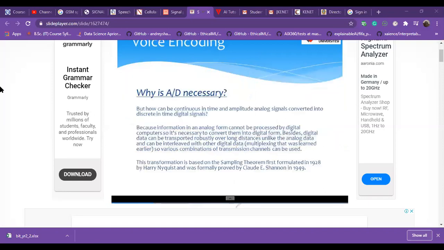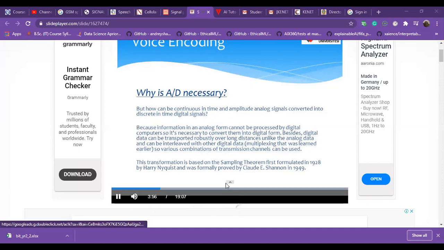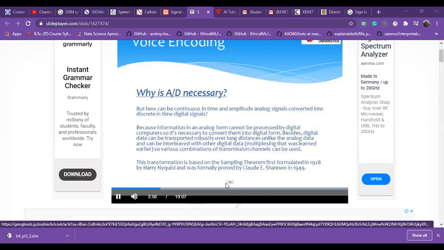Voice encoding. Why is AD necessary? How can we convert continuous in time and amplitude analog signals into discrete in time digital signals? Because information in analog form cannot be processed by digital computers, it is necessary to convert it into digital form. Besides, digital data can be transported robustly over long distances, unlike analog data, and can be interleaved with other digital data, multiplexing, that was learned earlier. So various combinations of transmission channels can be used.